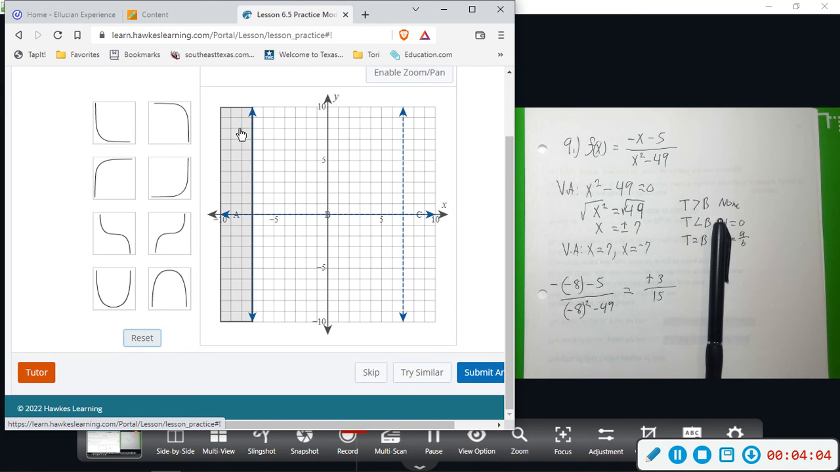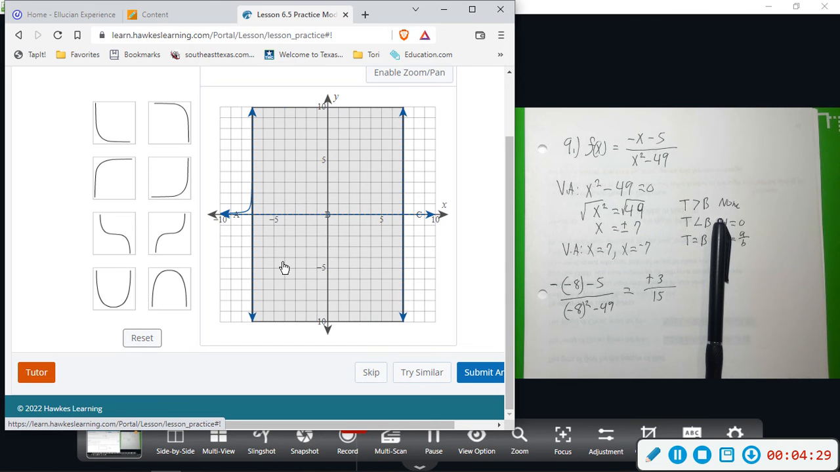Doesn't really help you, but you can make a string of dots. I would believe it would look like this, just because it's positive, but it could look different. Because it's positive, I know it's going to be in the upper corner. It wouldn't look like that. It should usually hug those asymptotes.